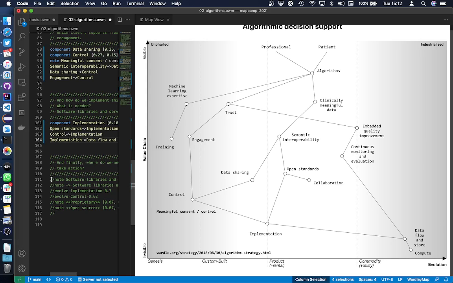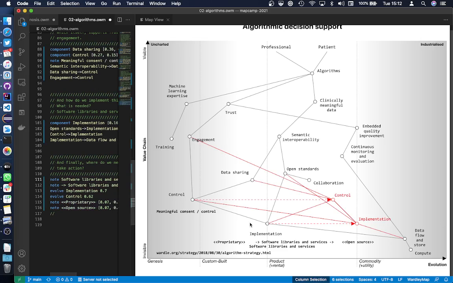So we need to evolve those into commodities. So we need to make these kinds of tools, the meaningful consent and control of data, and the kind of core compute infrastructure supplying software and libraries. For all of this work, you need to be commodity. We need to be building at a higher level of abstraction here in order to deliver what we need.